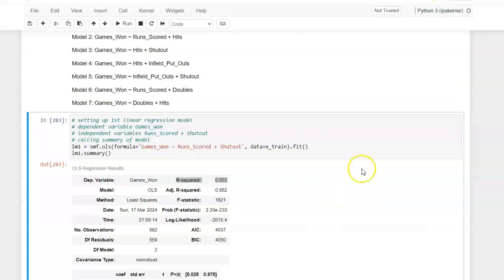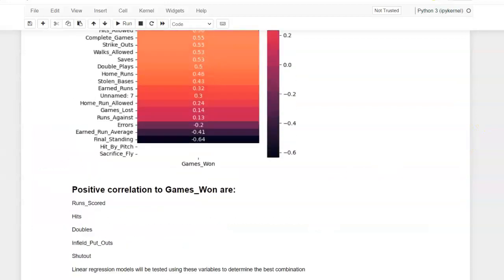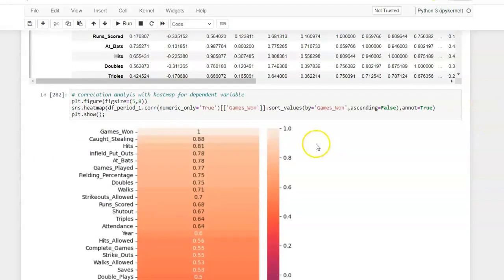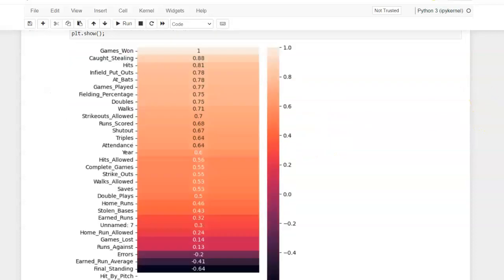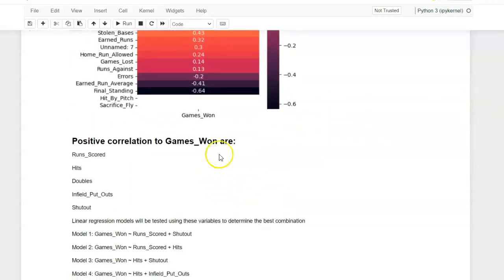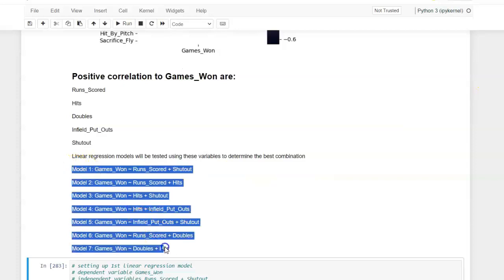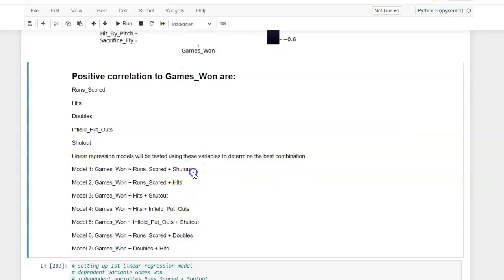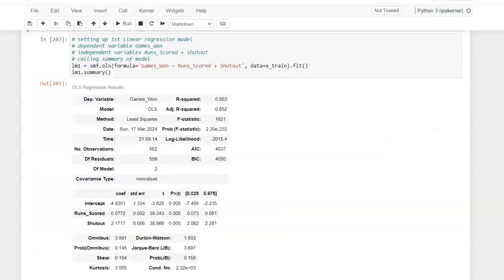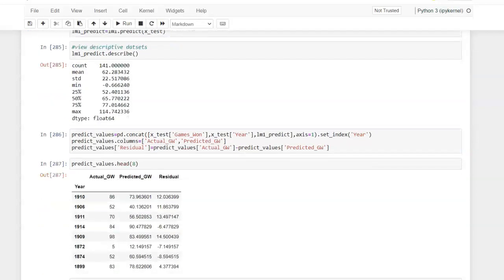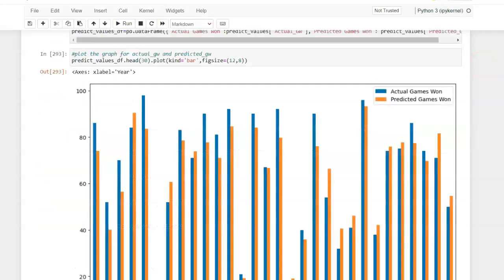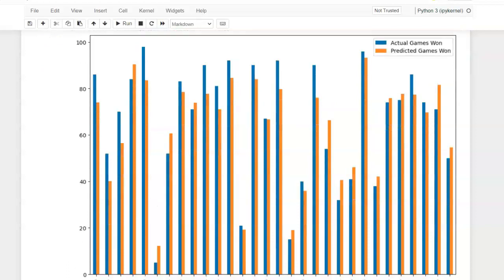Moving forward to the Jupyter file that I have right here, this is the correlation heat map that I have already shown you guys. And these are the positive correlations to games won. And here is the list of the linear regression models that I have tested out to get the best combination. And the best combination that I got is model 1, which is included in the PowerPoint. And here is the graph for the actual and predicted values of model number 1.